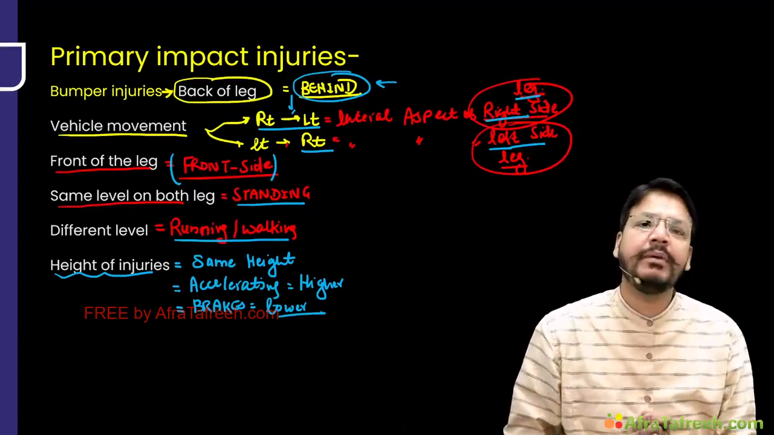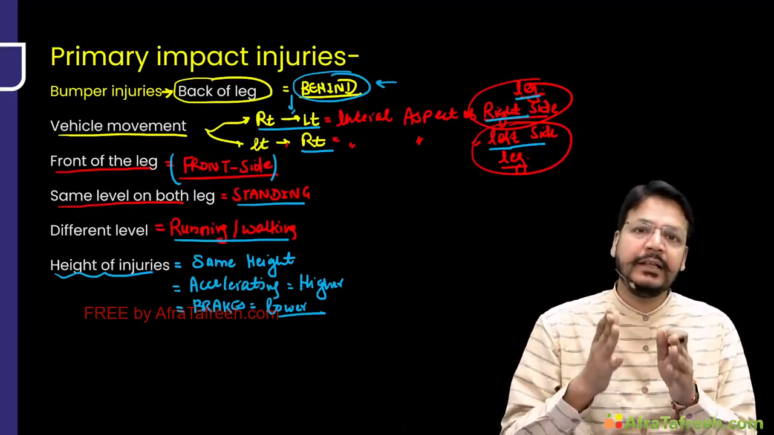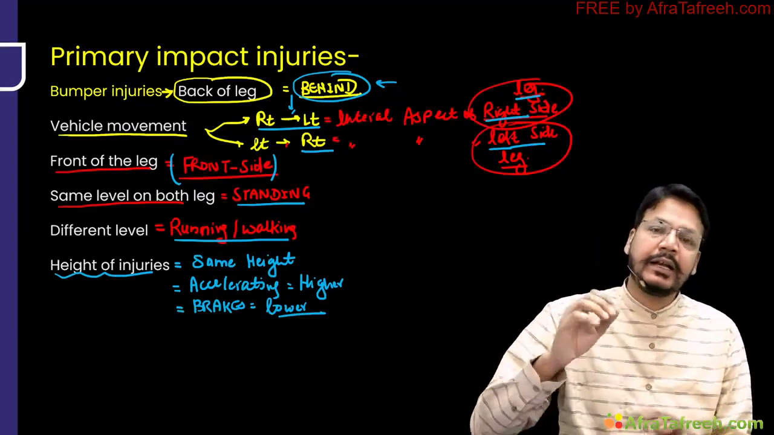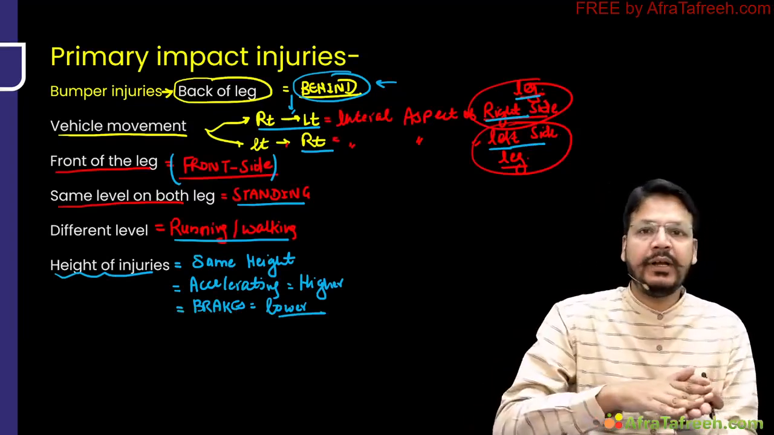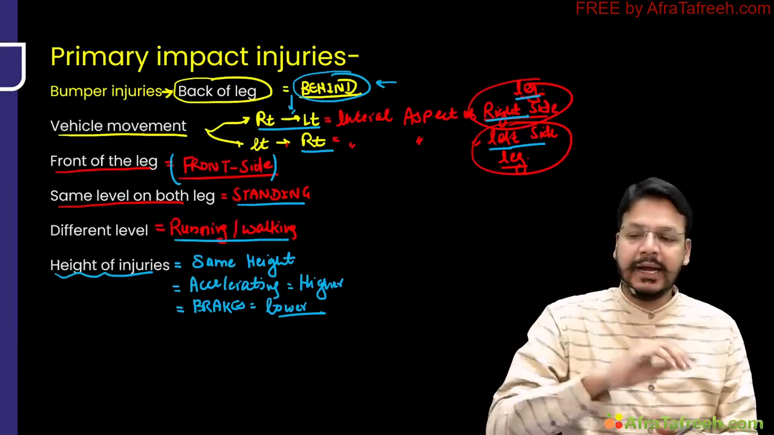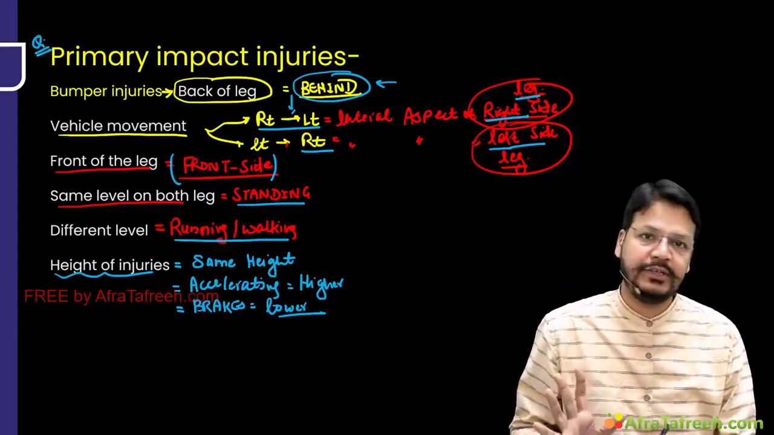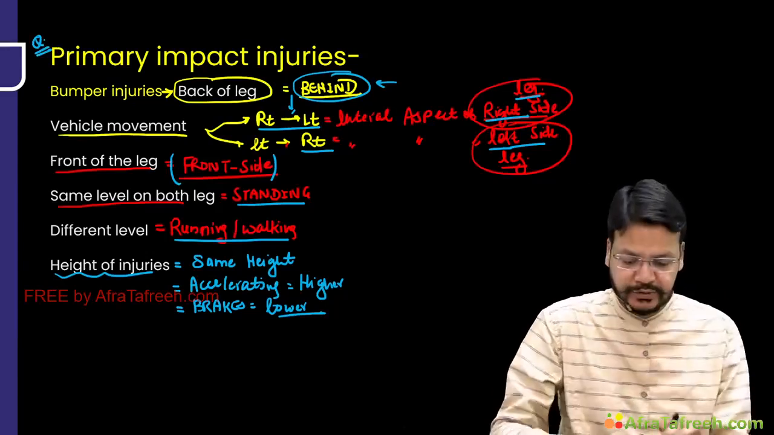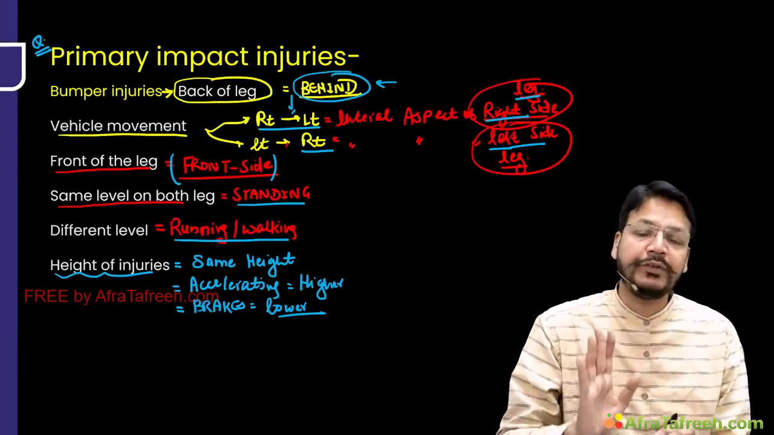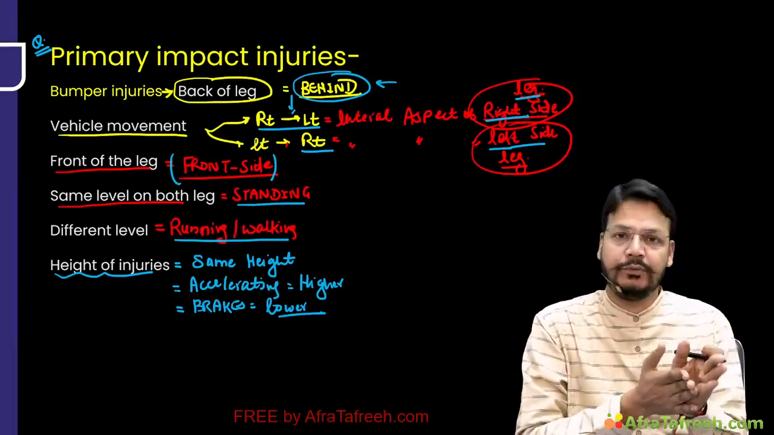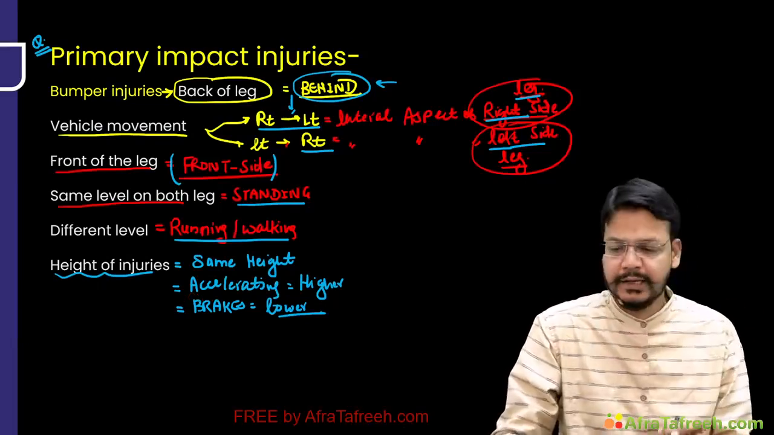So by this you can remember the speed, the site, the right to left movement, the left to right movement, and whether the vehicle is coming from the front or behind. This is a very, very important topic, primary impact injuries. Bumper fracture is a wedge-shaped fracture of the lateral plateau of the tibia.